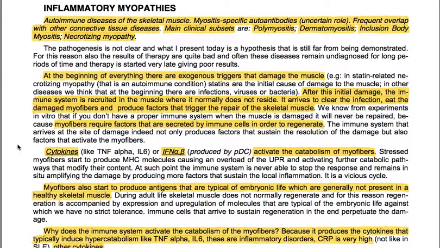Myofibers also start to produce antigens that are typical of embryonic life, which are generally not present in a healthy skeletal muscle. During adult life, skeletal muscle does not normally regenerate, and for this reason, regeneration is accompanied by expression and upregulation of molecules that are typical of the embryonic life.